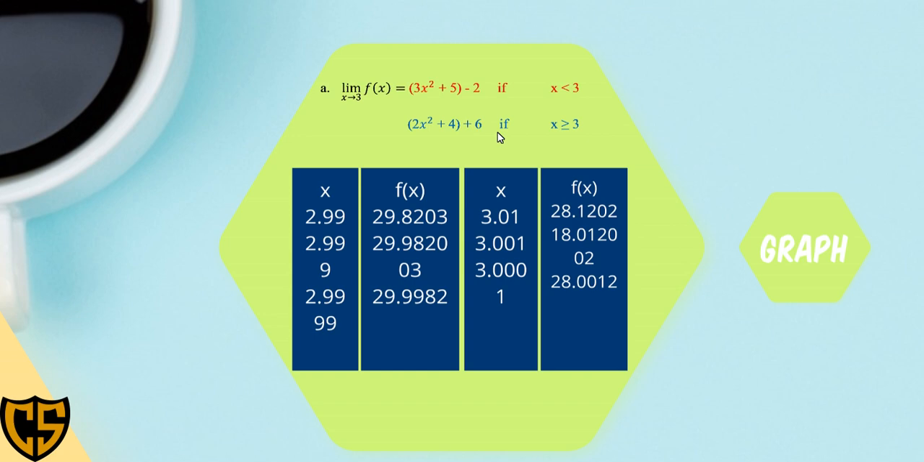So this time we separate our function table into from the left and from the right. Based on our equation, the first equation is 3x squared plus 5 minus 2, considering that x is less than 3. So if we substitute values, since it is less than 3, you substitute them into this equation.